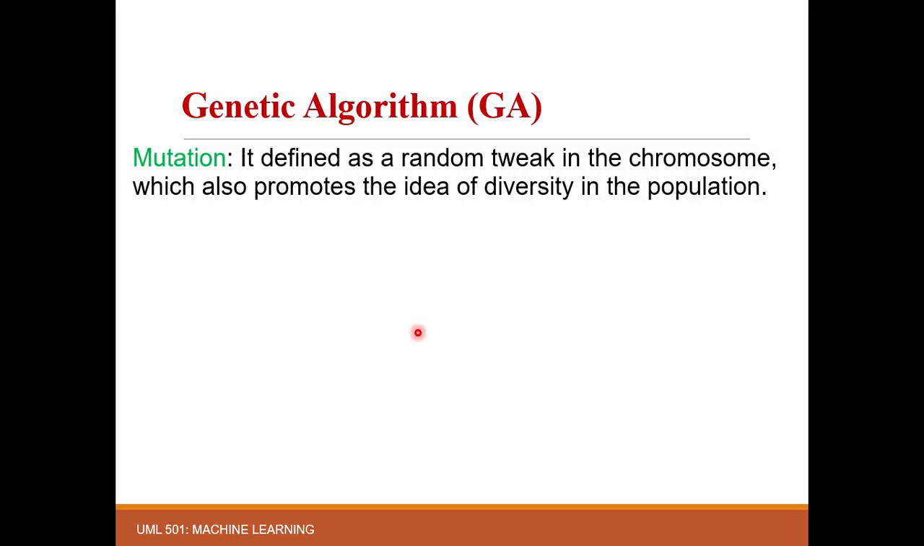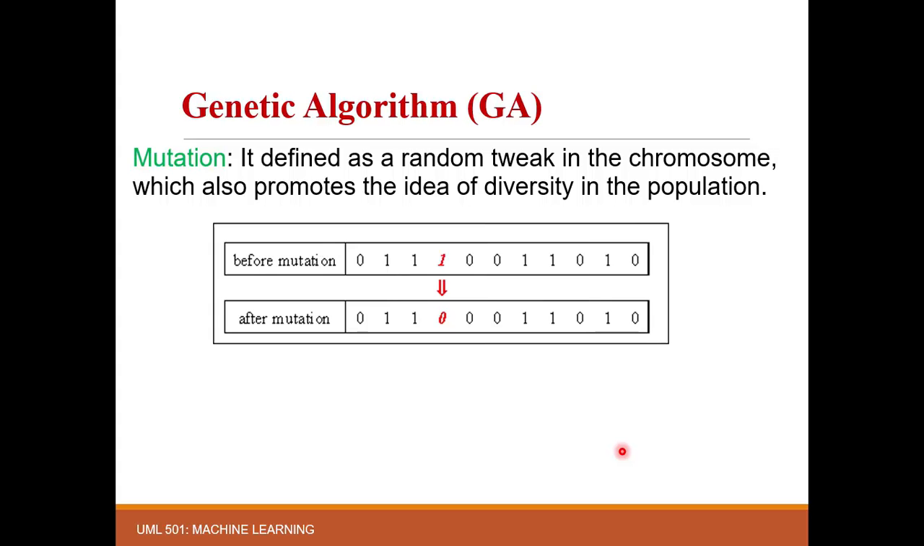Now the next one is mutation. It is defined as a random tweak in a chromosome, which also promotes diversity in the population. So what is the motive behind performing mutation and how is it performed? Let me explain with an example. Suppose this is the chromosome you got after crossover from an offspring, shown as before mutation and after mutation.